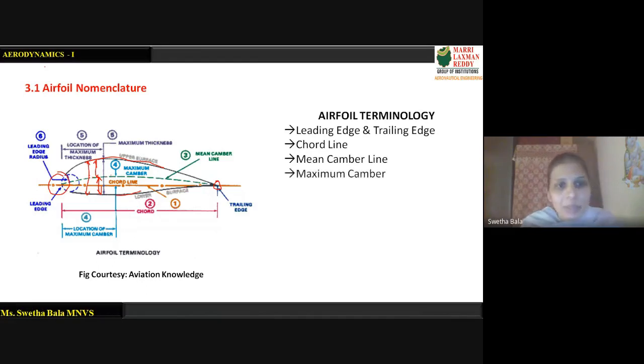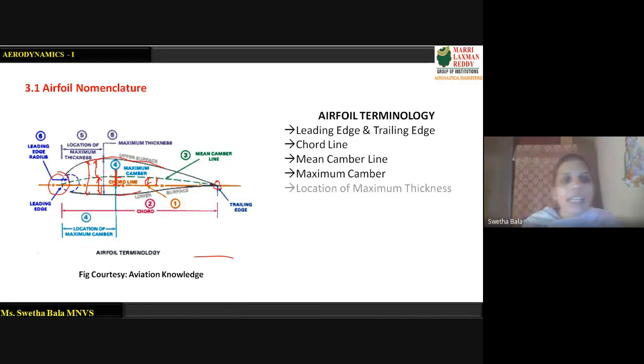Next is the maximum camber. So camber is actually the distance between the chord line and the mean camber line. This is the camber. So, perpendicular distance, this is camber. Maximum camber is at some point given. We will see how to locate it also, depending upon the airfoil. This is the maximum camber, which is a very important parameter.